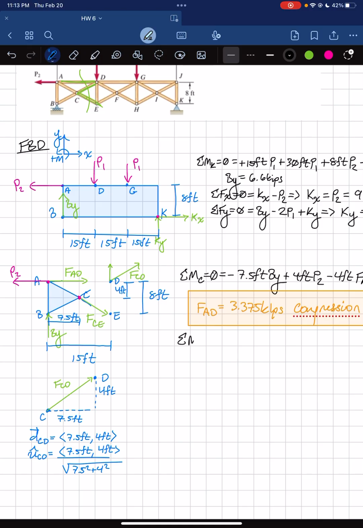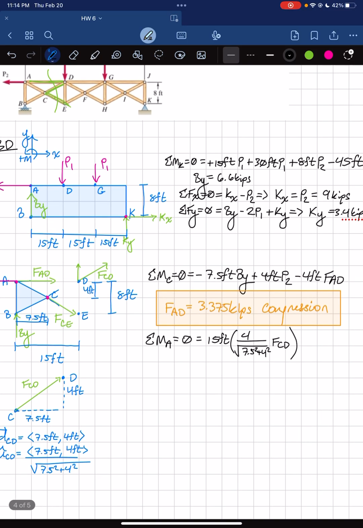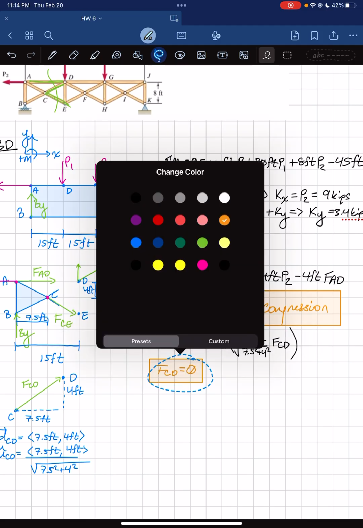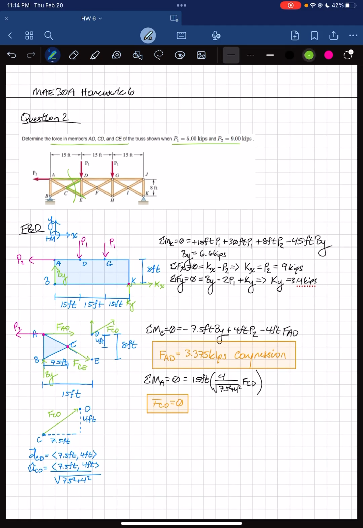And we get moment about point A is equal to 0. And then the only one acting there is this Y component of FCD. So we get a counterclockwise moment and then the moment arm of 15 feet. Okay. And then from here we can just simply divide everything over to the other side, and we actually get that FCD is equal to 0. All right. And then we only have one more force to look at, so FCE.